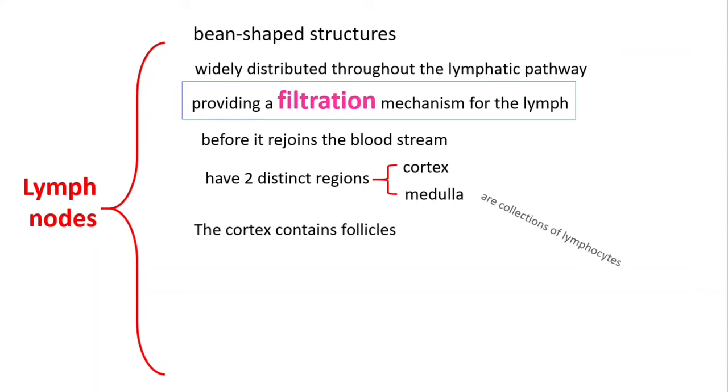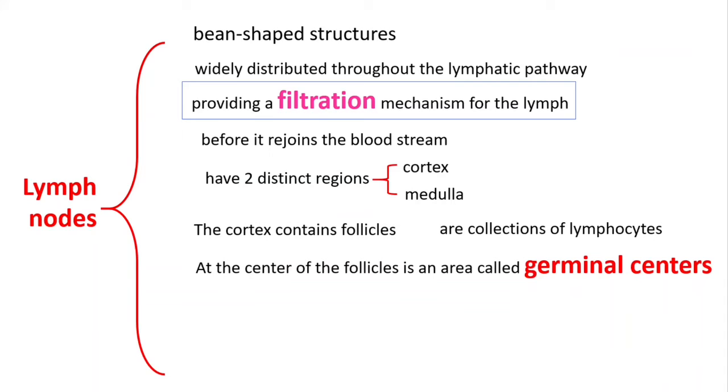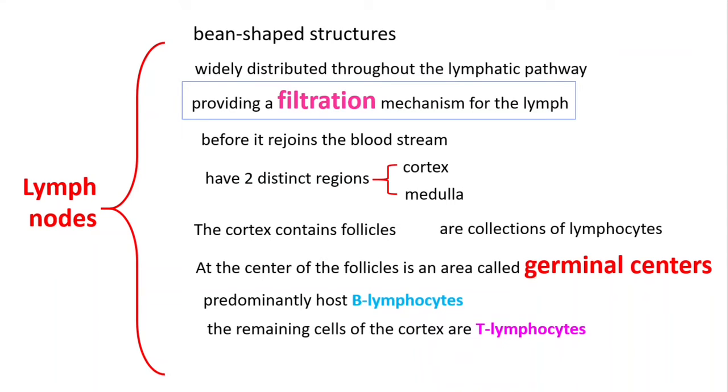The cortex contains follicles, which are collections of B lymphocytes. At the center of the follicles is an area called the germinal center. These are predominantly B lymphocytes, and the remainder of the inner cortex is T lymphocytes, which are killer cells. And there is one afferent lymphatic vessel.